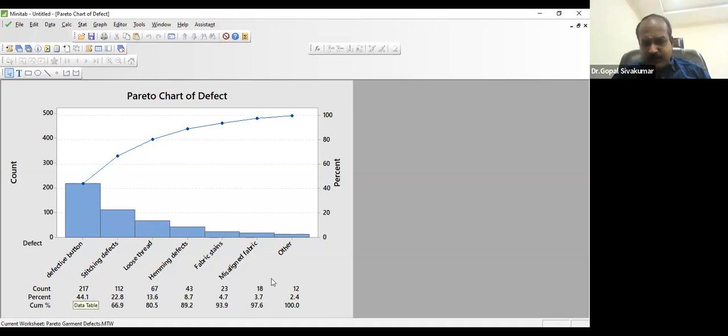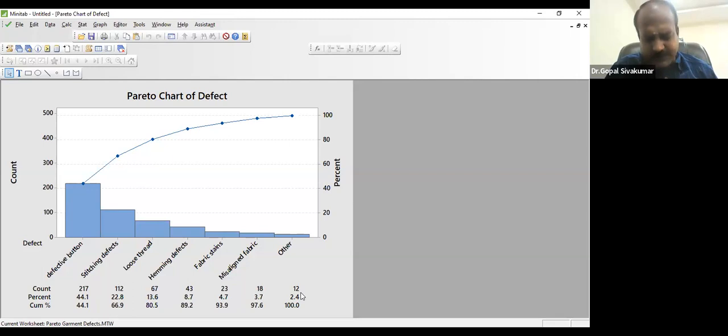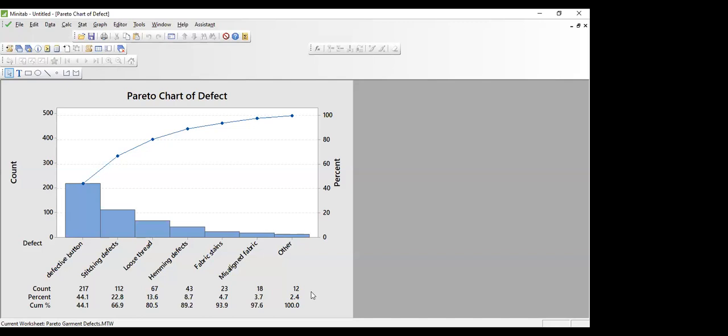Totally, there are about 491, I believe, 491 failures recorded. How do I know? I sum up all the numbers. When I sum up all the numbers, I understand it is 492.